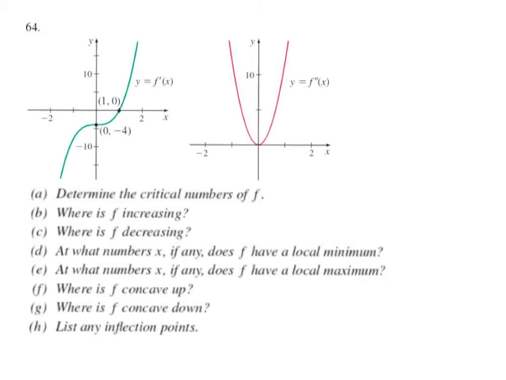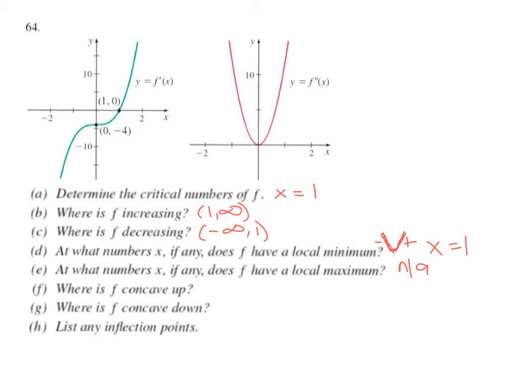All right, same problem, just different graphs. Go through. Critical numbers are where f prime equals 0, so that is 1. Increasing, f prime is greater than 0, 1 to infinity. Decreasing, f prime is less than 0, negative infinity to 1. Local minimum changes from negative to positive, so that's x equals 1. There is no max. It does not change from positive to negative anywhere, so that's NA.